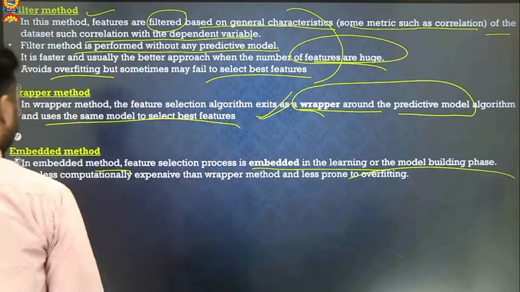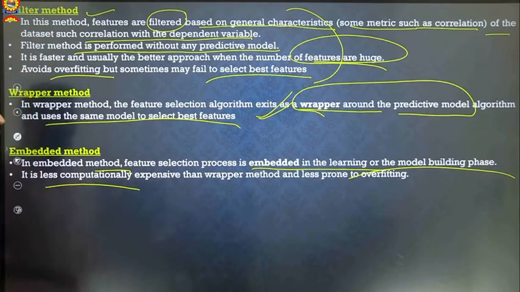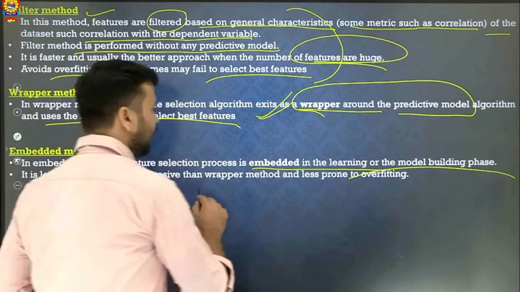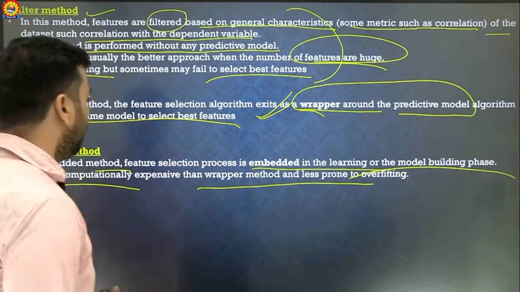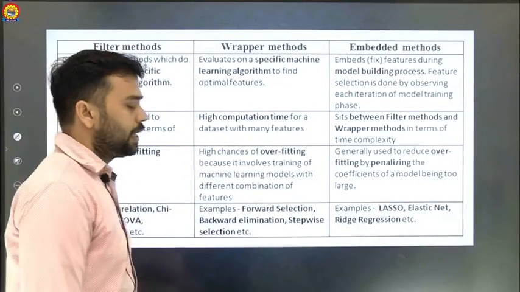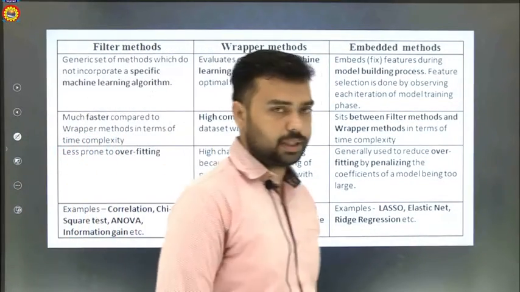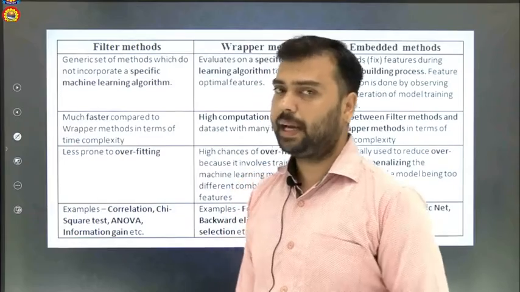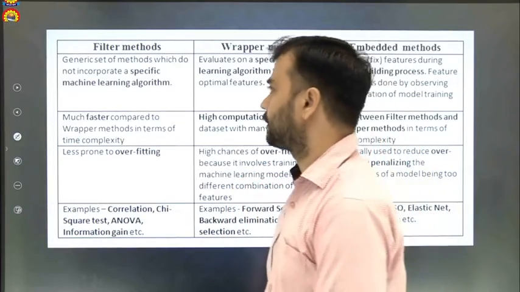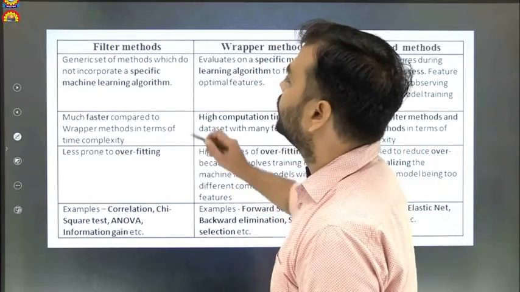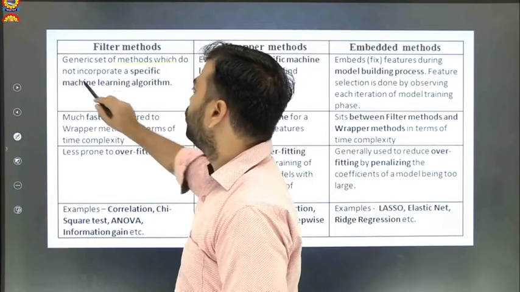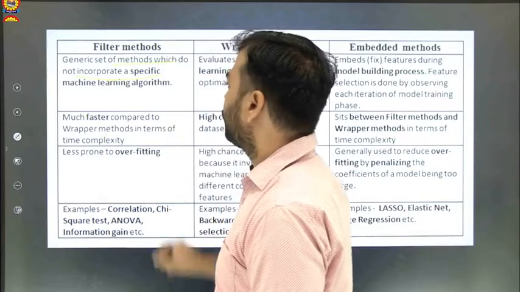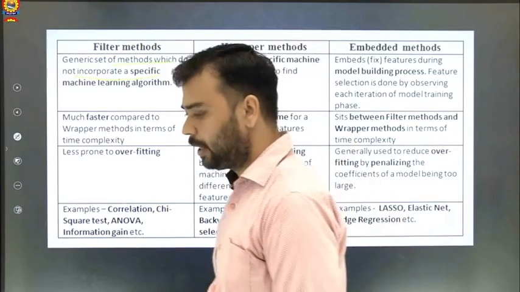It is less computationally expensive than wrapper methods and less prone to overfitting. So it is a comparison between all three methods; the maths and the coding behind them we will discuss in the next class. The filter method is a generic set of methods which do not incorporate a specific machine learning algorithm. It is a general, proxy method.